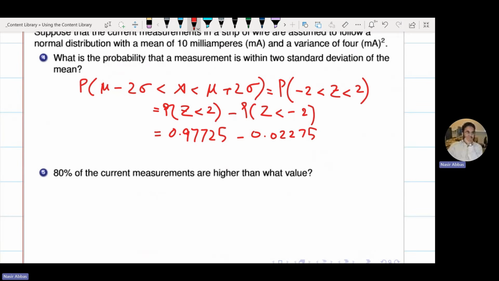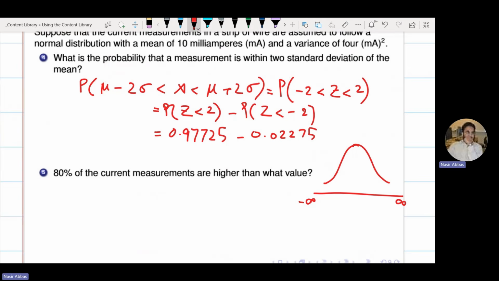80% of the current measurements are higher than what value? What is this required, 20th percentile or 80th? You have to specify. I'll show you the diagram now. This is the normal distribution, the one that we are solving the question for. Here is minus infinity and here is plus infinity. And you have to find a value of x such that 80% of the current measurements are higher than that value. Where is that value?